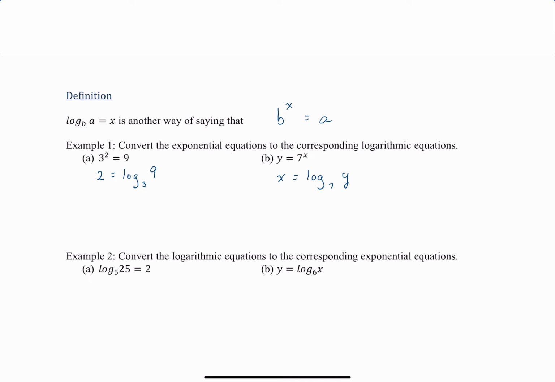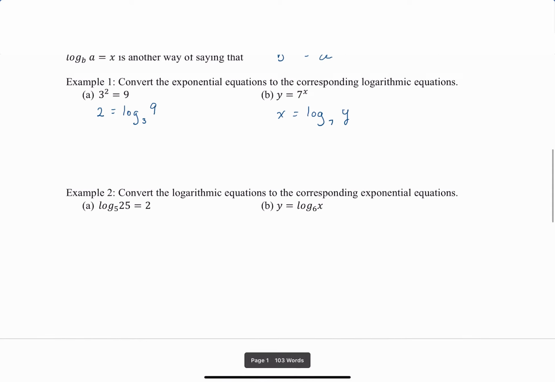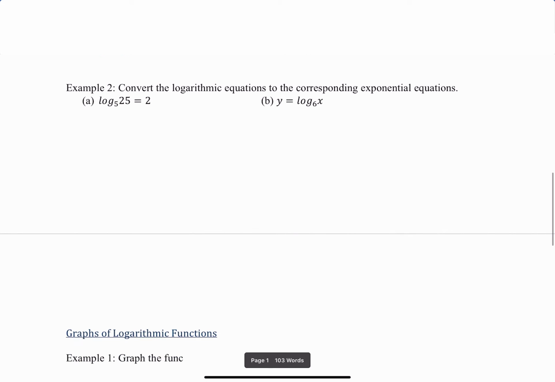Let's try converting in the other direction. Let's start with logarithmic equations and convert them to exponential equations. So what's another way of saying that the log base 5 of 25 equals 2? That's saying if I take base 5 and raise it to the exponent or logarithm 2, I will get 25.